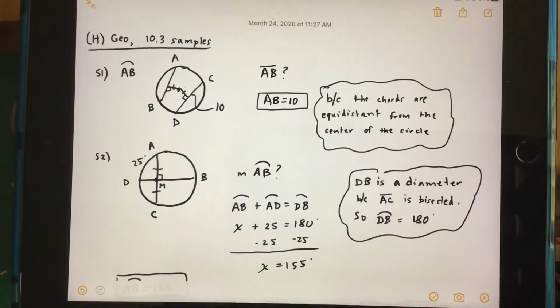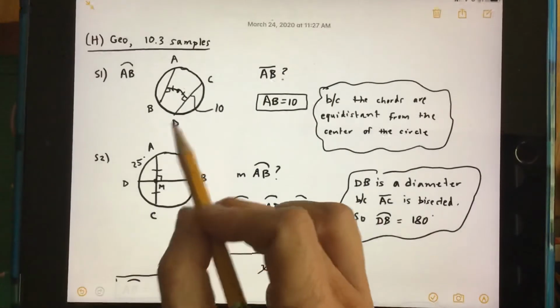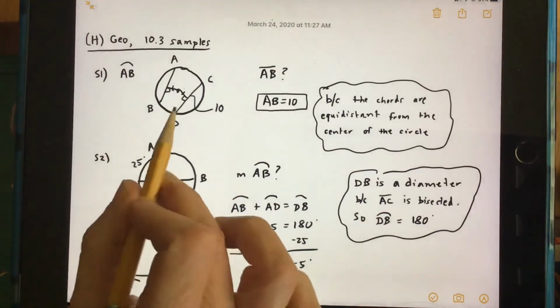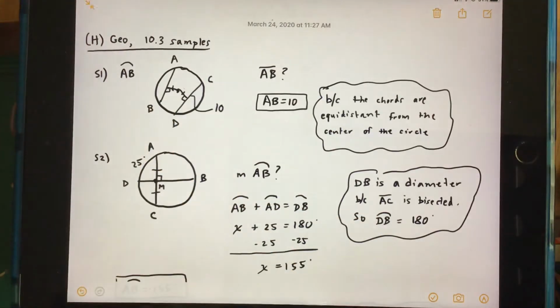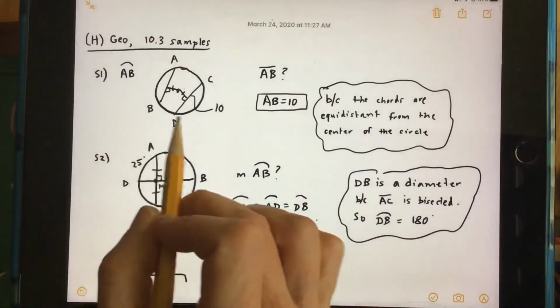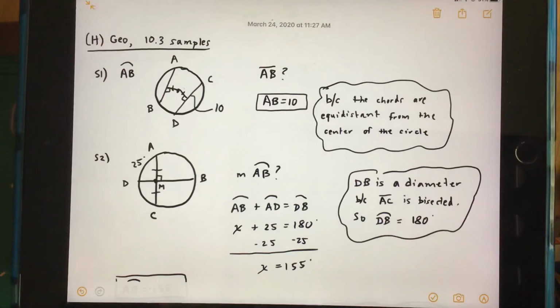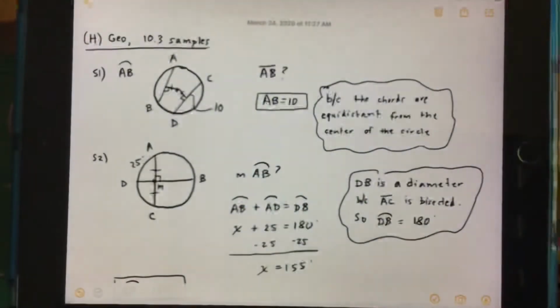We're going to go over our 10.3 samples in preparation for our quiz 10.3. For our first sample, we're going to take a look at a circle with the markings that you see here, and we're asked what is the length of AB. Well, we already know that CD, this chord, is 10. It's marked that way. And since these two chords are equidistant from the center of the circle, we're going to know that it must be true that CD is congruent to AB. Therefore, AB must be equal to 10 with no further calculations.